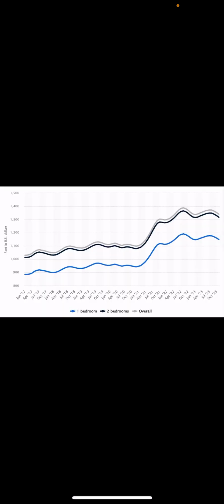Rental data. The average rent in the U.S. has settled around $1,300 a month. Not too much to see here.